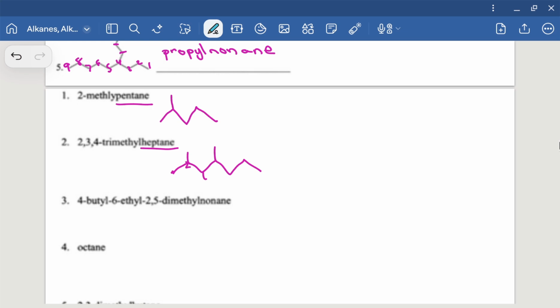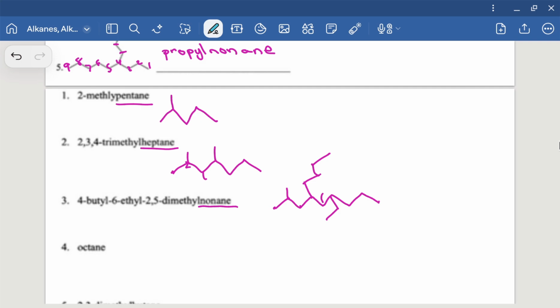This last one, not the last one, the third one, nonane, that is 9 carbons. So 1, 2, 3, 4, 5, 6, 7, 8, 9. And then putting those side groups on carbon 4, a butyl group. So 1, 2, 3, 4. Butyl means you have 4 carbons. So 1, 2, 3, 4. Right, 1, 2, 3, 4. On carbon 6, you have an ethyl group. So 2 carbons. And then on carbon 2 and 5, you have methyl groups.